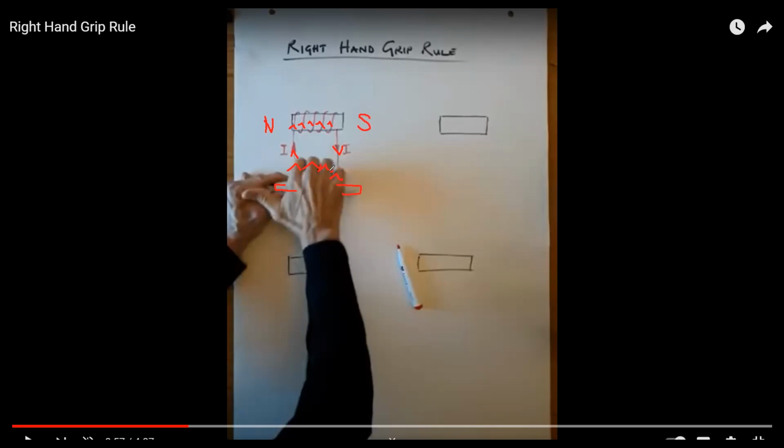This is called the right hand grip rule. So the fingers follow the direction of the currents when you grip it this way, and the thumb will point to the north pole. Okay, so that's how we determine where the north and the south is.